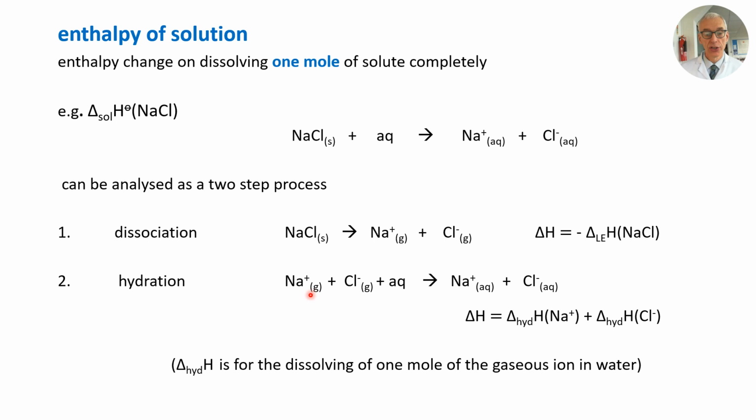So gaseous sodium ions to aqueous sodium ions, the enthalpy change for that is the enthalpy of hydration of the sodium ion, and then 1 mole of gaseous chloride ions to form 1 mole of aqueous chloride ions, that's the enthalpy of hydration for chloride ions. So the total enthalpy change, delta H, for this process, the hydration of the gaseous ions, is the sum of the hydration enthalpy of sodium ions and the hydration enthalpy of chloride ions.